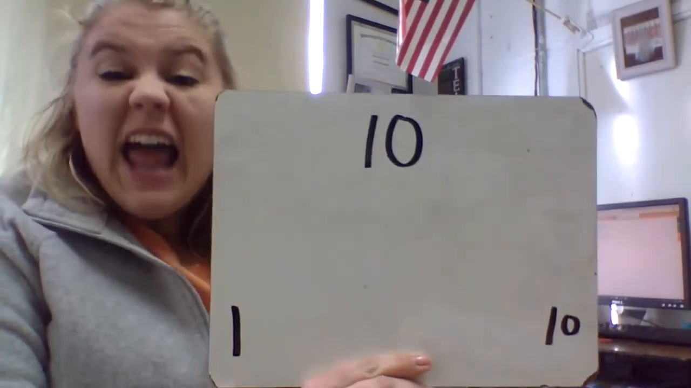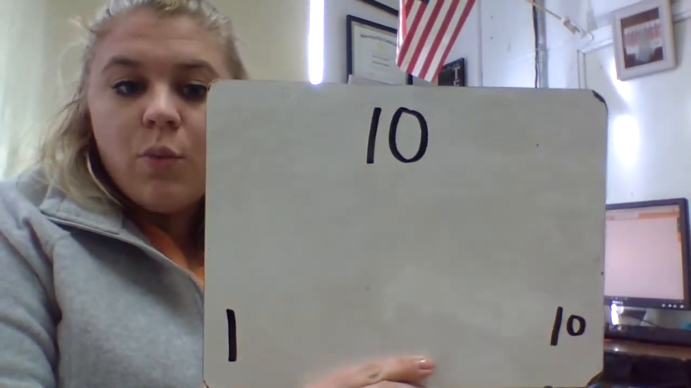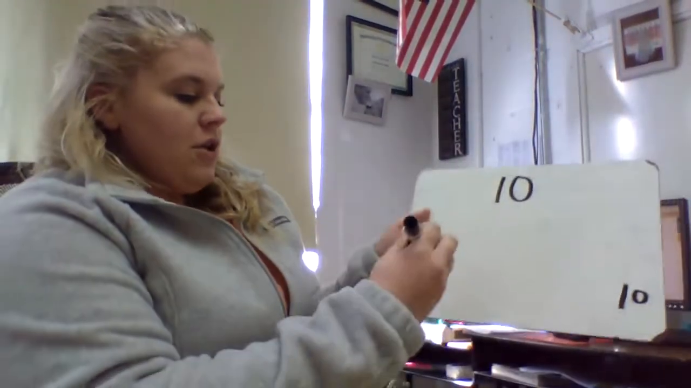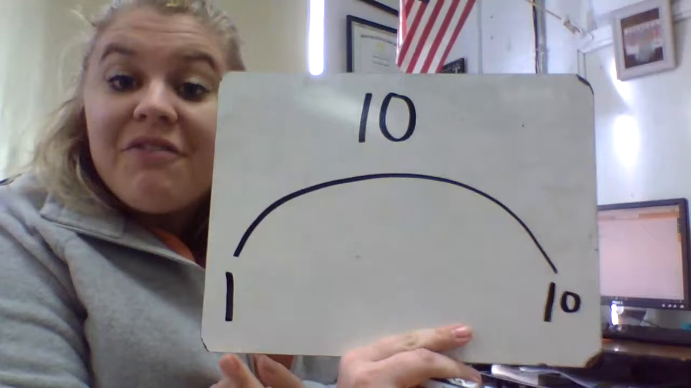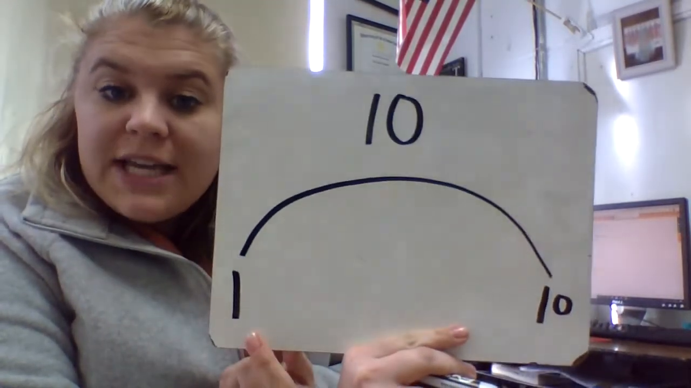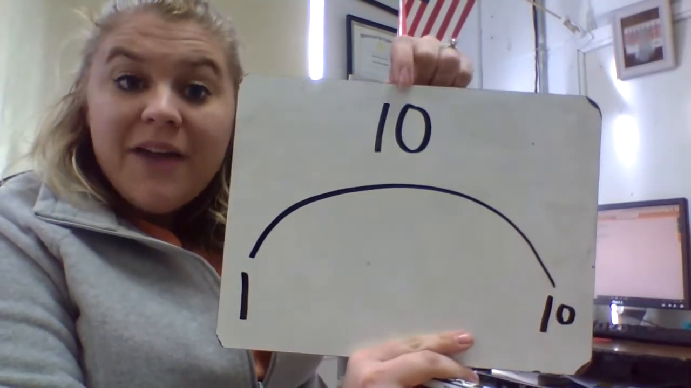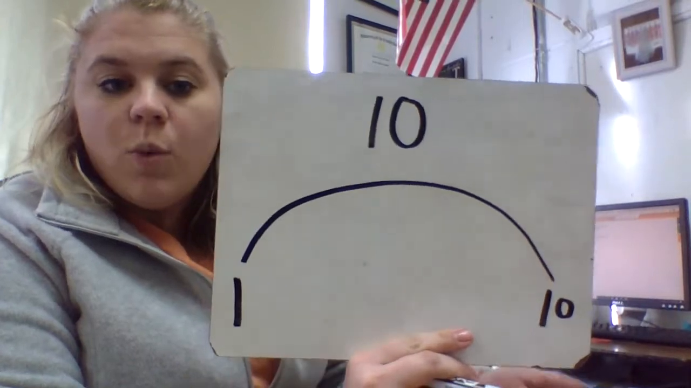Because I can always multiply. That multiplication property of 1 that we learned about before Christmas tells me that every number has at least 2 factors, 1 and itself. So then what I'm going to do is connect it. Because a factor pair I have for 10 is 1 and 10.